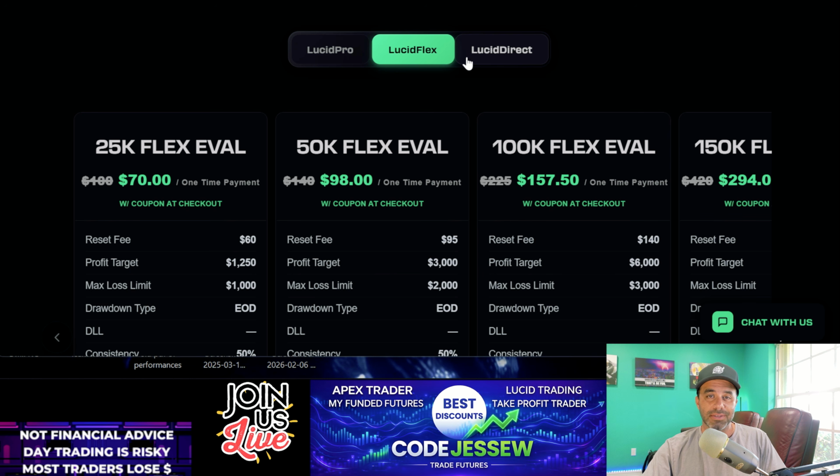Now, Lucid Direct is already, as you know, straight to funding. Lucid Pro is sim, so you'll do an eval first and then you'll go to the sim funded. Lucid Flex, again, the same. You'll do an eval first, then you go to sim funded.